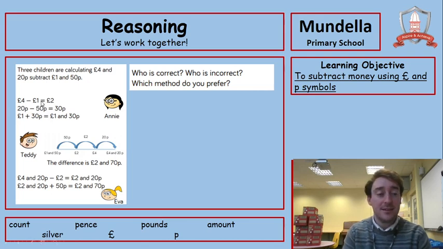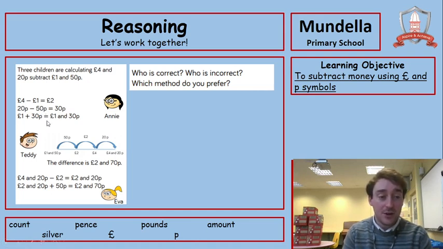Doesn't seem right to me. And then she's put 20p take away 50p equals 30p. Well, that can't be right because 50 is bigger than 20, so we can't take it away from 20p. I think she might have got a little bit confused and tried to swap around numbers.